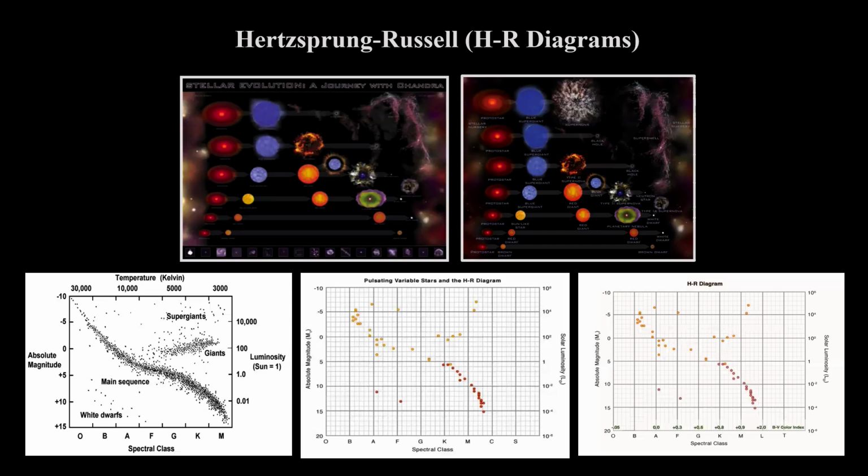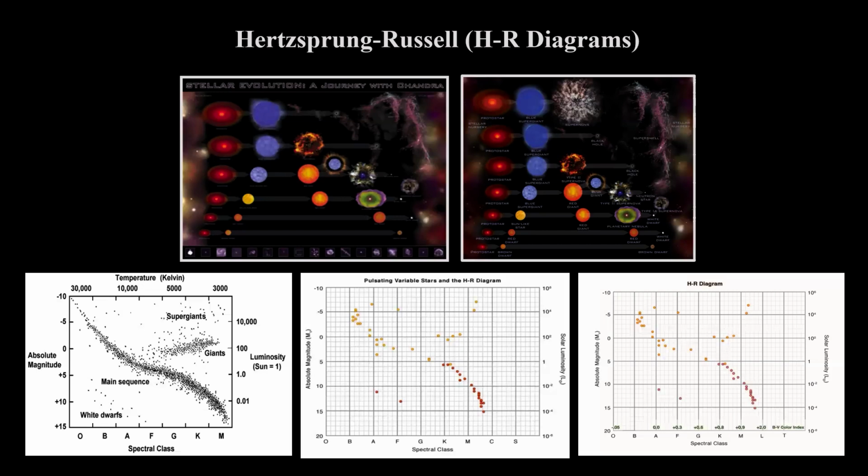Absolute magnitude is the intrinsic brightness of the star, and luminosity is how much power the star is emitting relative to the sun. The sun is arbitrarily assigned the value of one solar luminosity, and other luminosities are relative to the luminosity of the sun.